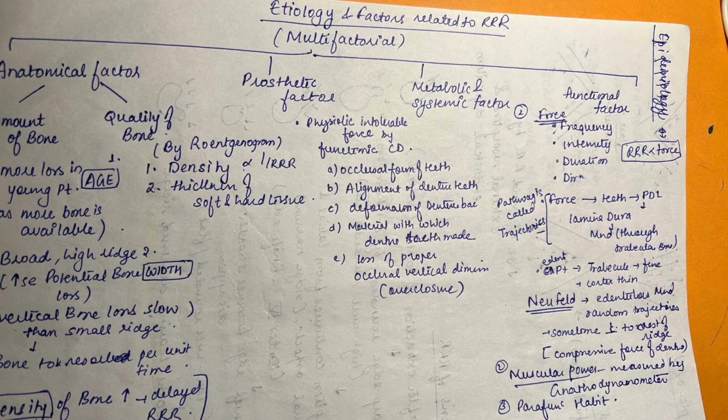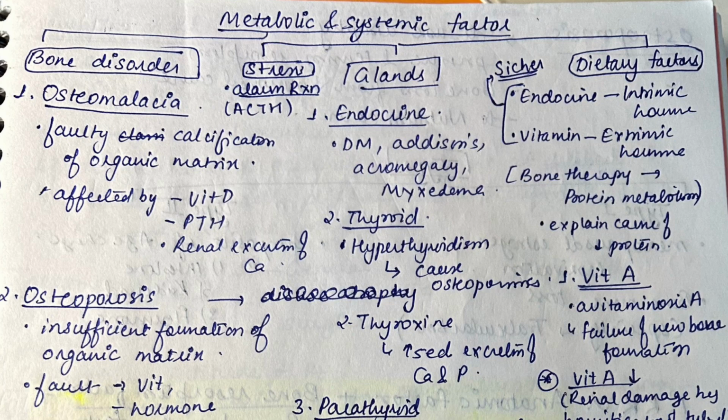Now let's discuss the metabolic and systemic factors. It can be bone disorders, stress, glands, or dietary factors. In bone disorders, the examples can be osteomalacia, osteoporosis, and disuse atrophy. You can explain a bit about Wolff's law in disuse atrophy. Then the gland disorders like endocrine disorders: thyroid, parathyroid, suprarenal gland, gonads. In dietary factors, vitamin A, B, C, D, minerals, and albumin.